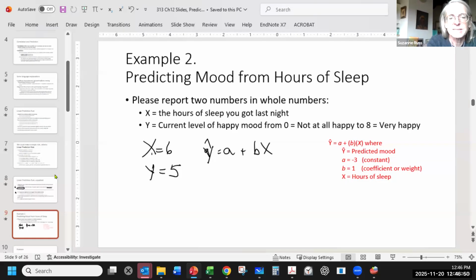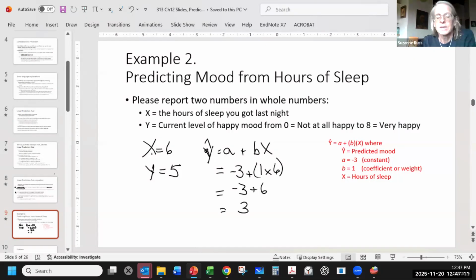All right. And so in this case, what would this model predict for you? We would have to take our -3 and add it to 1 times 6. And so -3 plus 6 equals 3. So the model predicts a 3 for you in terms of your mood.